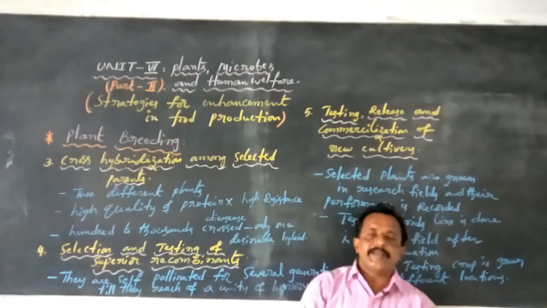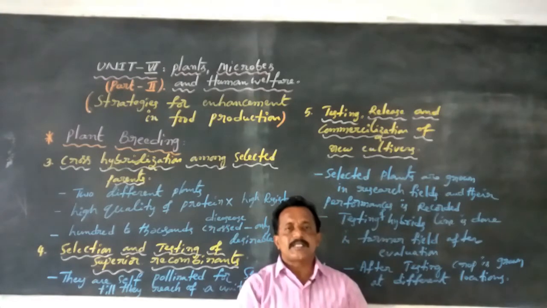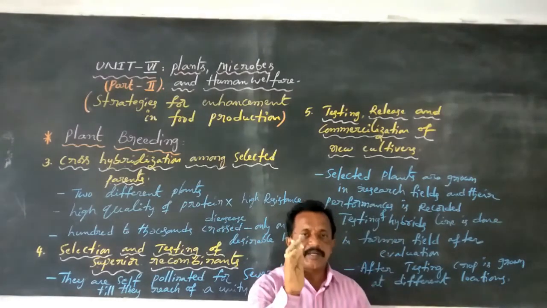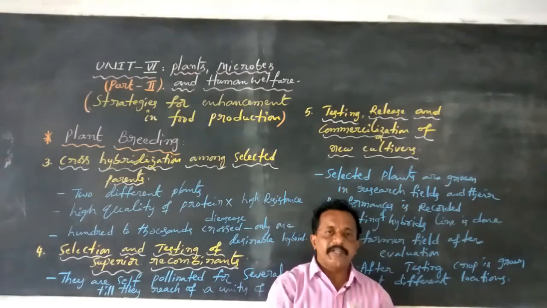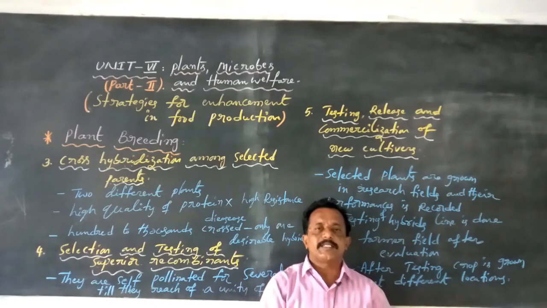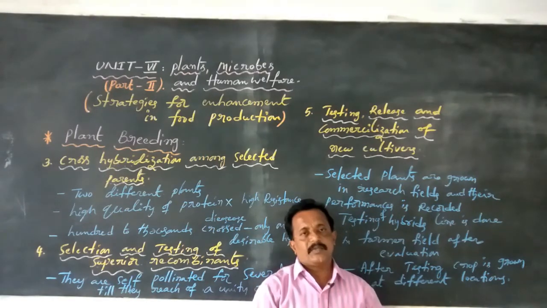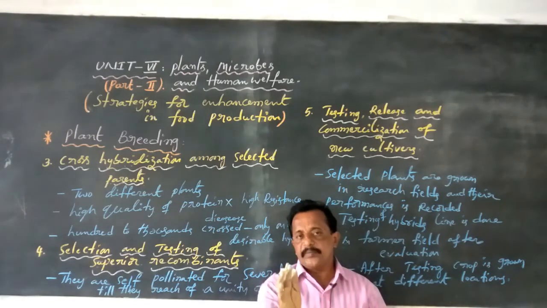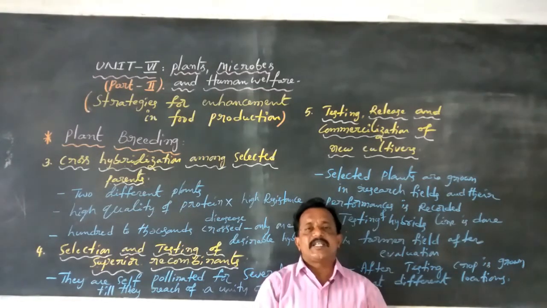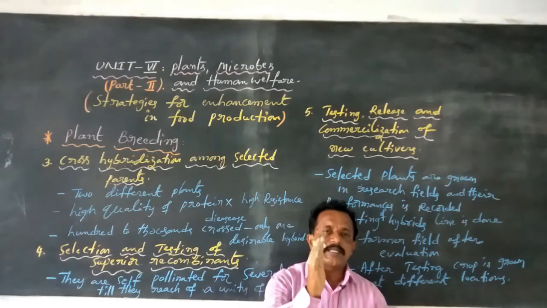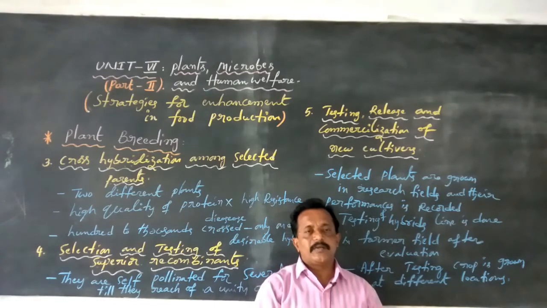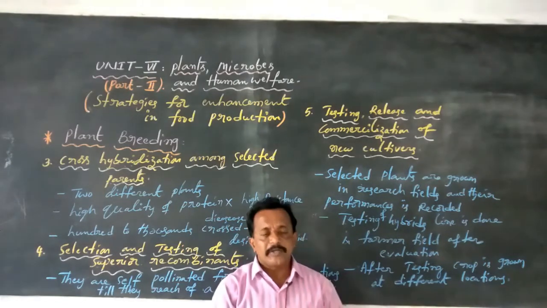This is the plant breeding process. The plant breeding process involves five steps. The first step is collection of variability. Genetic variability is important in any plant breeding process. So first, genetic variability is collected, and then germplasm is collected. That is collection of variability.